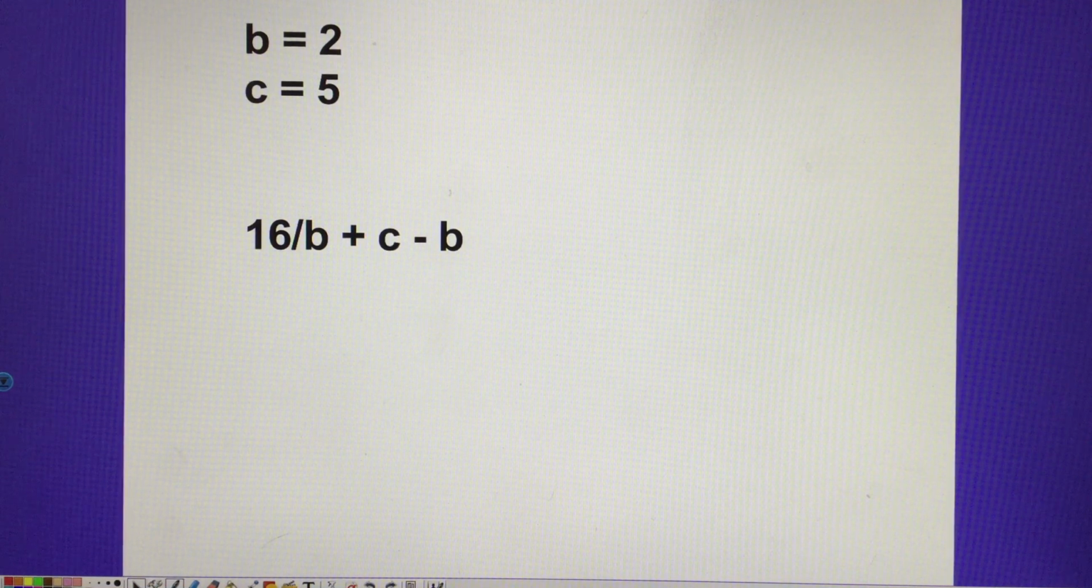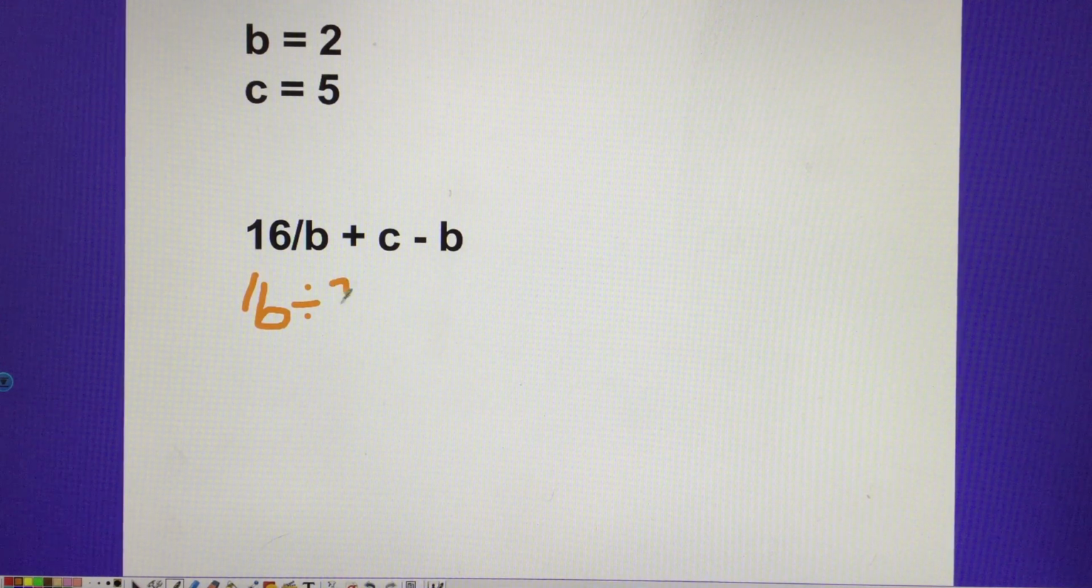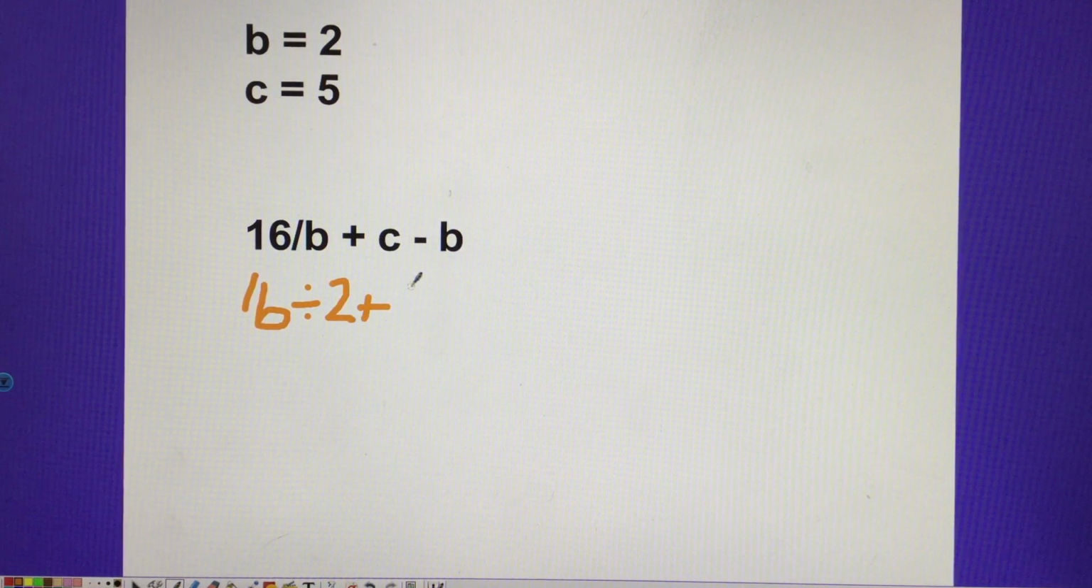Okay, so here we have B is 2 and C is 5. So my example says 16 divided by B, which is 2. Okay, so I'm going to rewrite this with my variables. Okay, plus C is 5 minus B is 2. Okay, so this is very important.